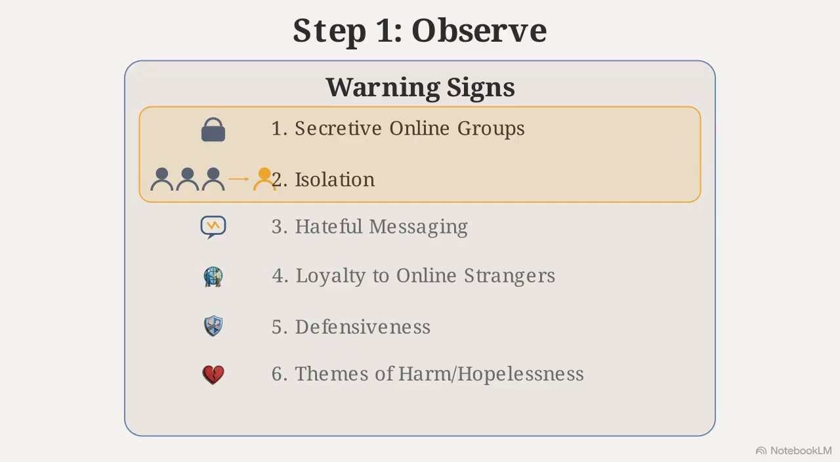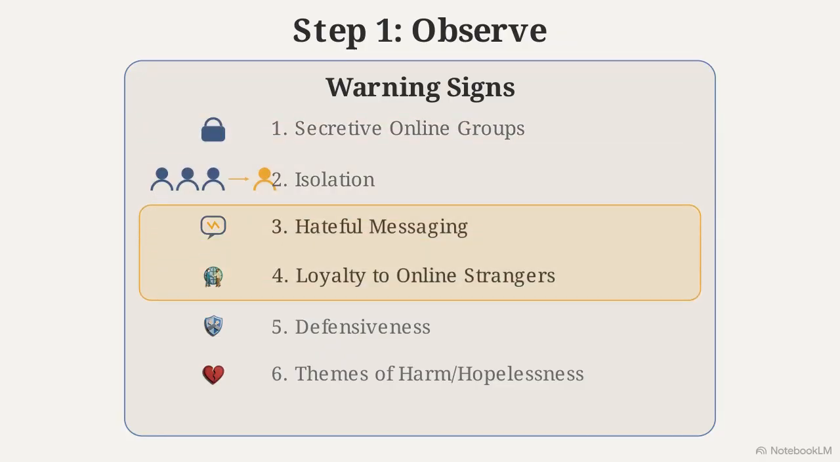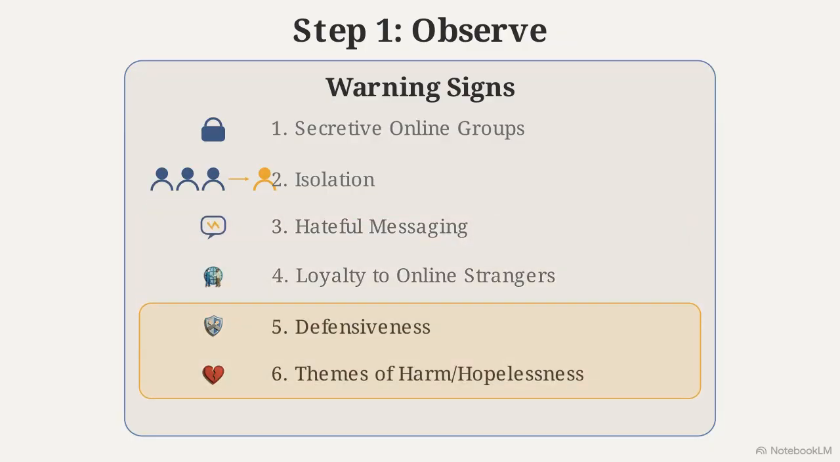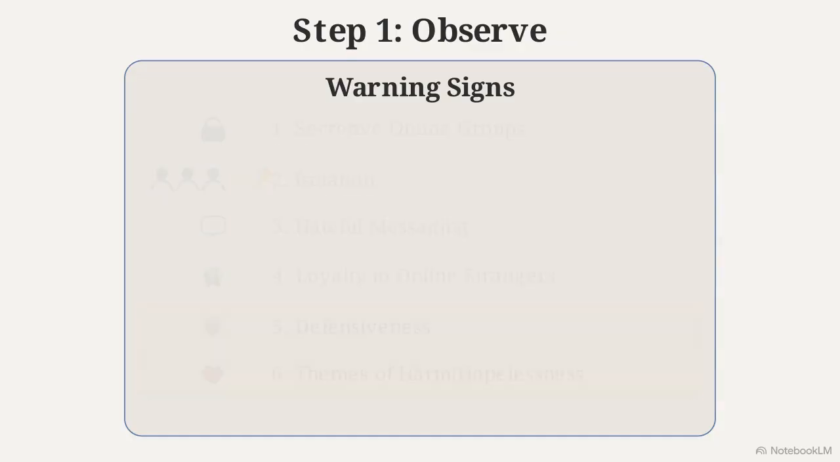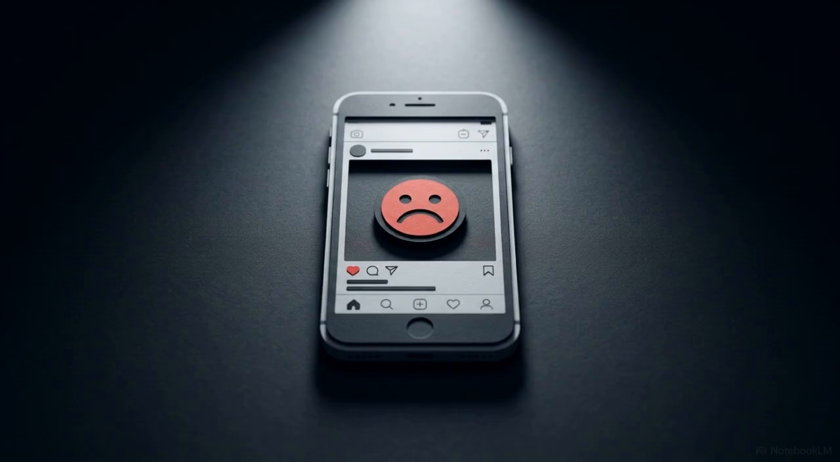Next, listen to how they speak. They may begin repeating hateful or threatening messages or showing an intense, rapid loyalty to strangers they have only met online. Finally, look for extreme defensiveness when you ask about their device or social media posts that suggest themes of revenge, hopelessness, or self-harm. One unusual post or a single bad mood is not enough to judge someone.